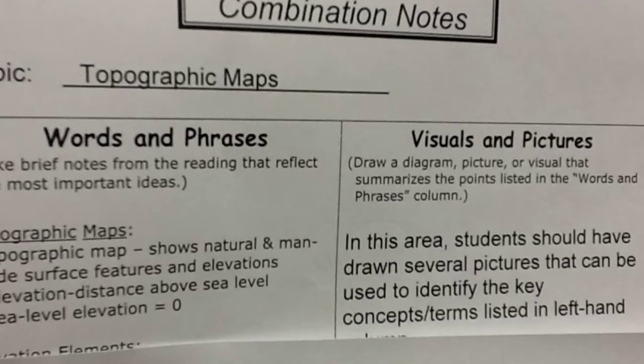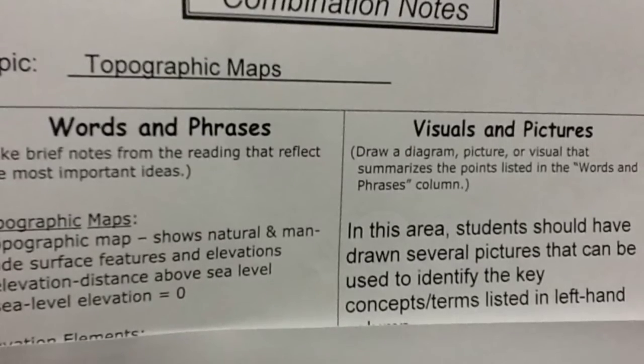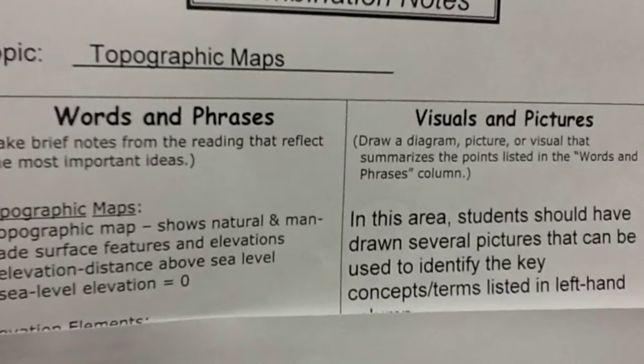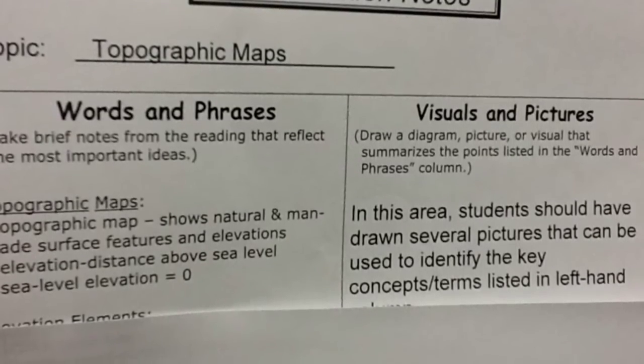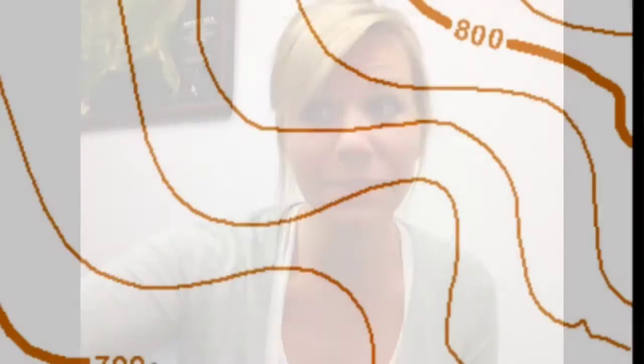So let's make sure we get this written down. Topographic maps show natural and man-made surface features. The word elevation describes the distance of the land above sea level, and sea level elevation is 0. So now that you've seen what a topographic map looks like, I want to look at a simpler example so we can take a look at how exactly we read these maps.